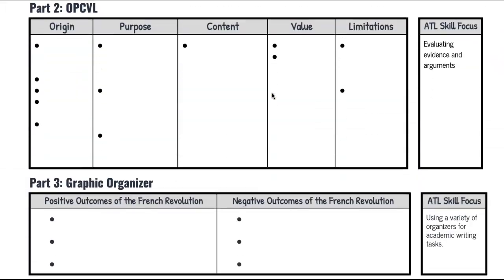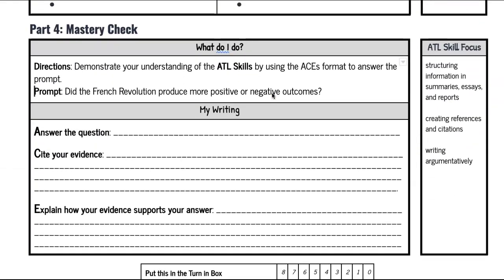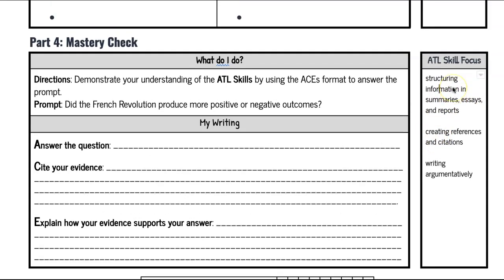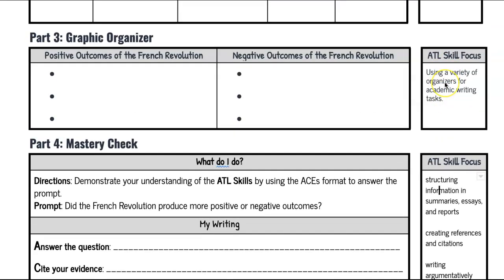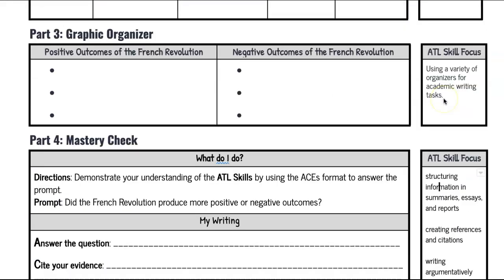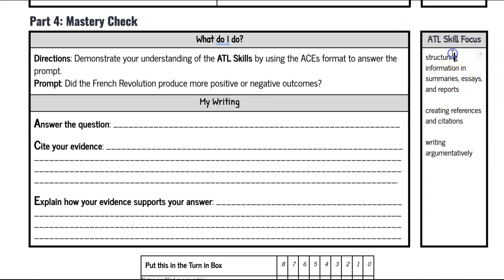It's on the back of your note paper at the bottom and looks like this. The directions say demonstrate your understanding of the ATL skills by using the ACES format to answer the prompt. Remember, we addressed all the skills on the right-hand side of the notes, so the organizers and the evaluating evidence. You'll also be graded on structuring information, creating references or citations, and writing argumentatively.